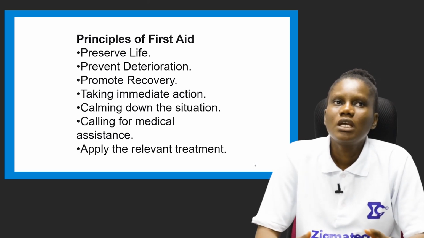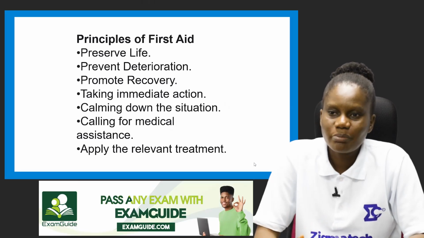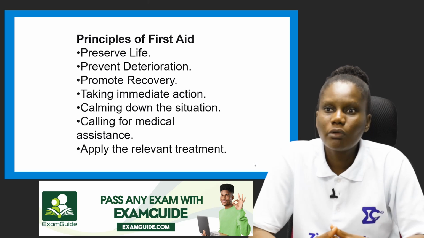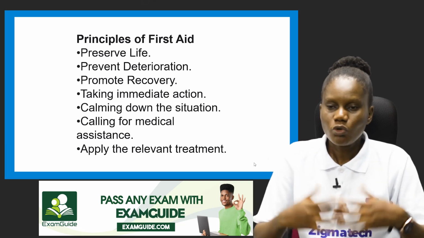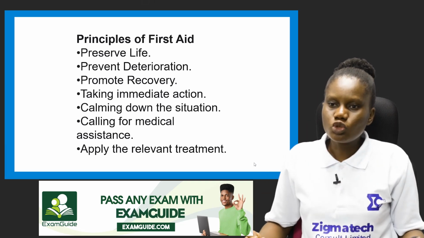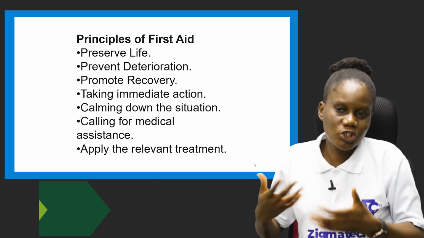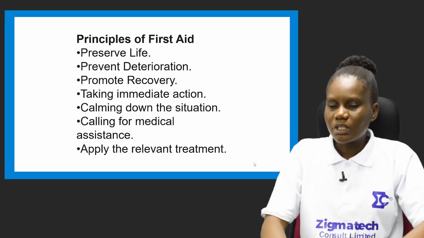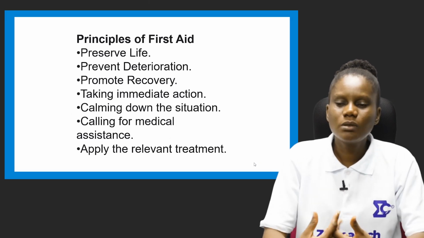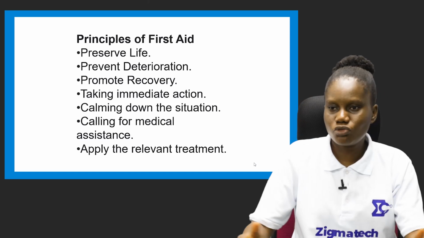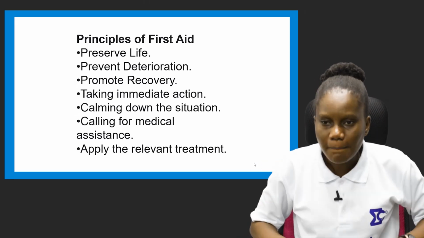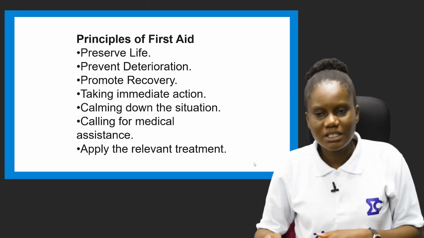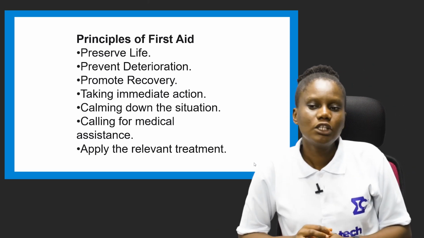For example, if there was a fall in the school and the person is bleeding, if you don't take immediate action, the person might run out of blood, get anemic, and faint, and it will lead to more complicated medical situation at hand. But if there's immediate action to stop the bleeding, the person will be safe. Also help calm down the situation and make everybody calm. Also call for medical assistance and apply the relevant treatment.